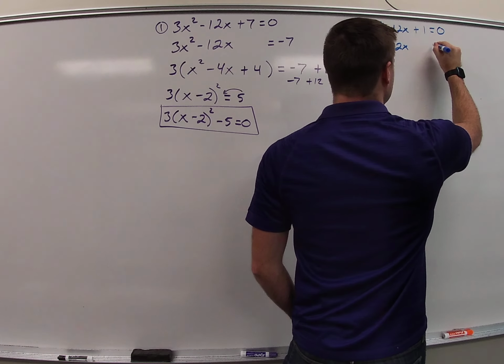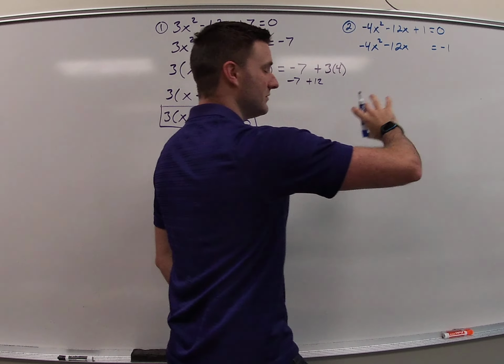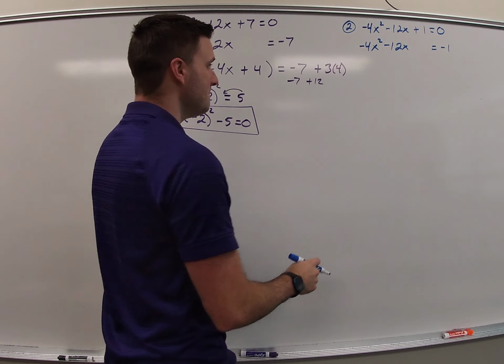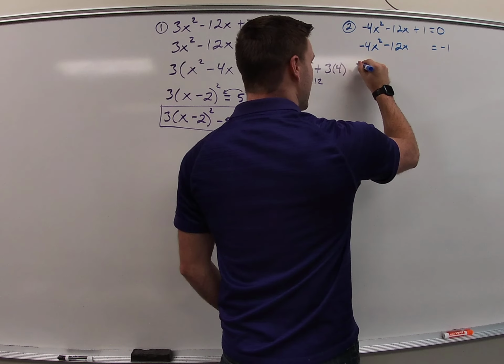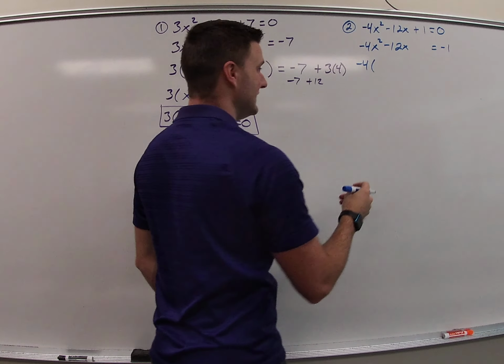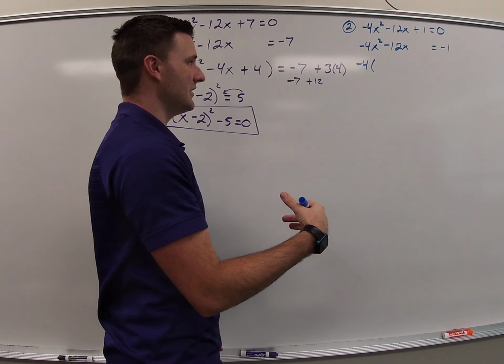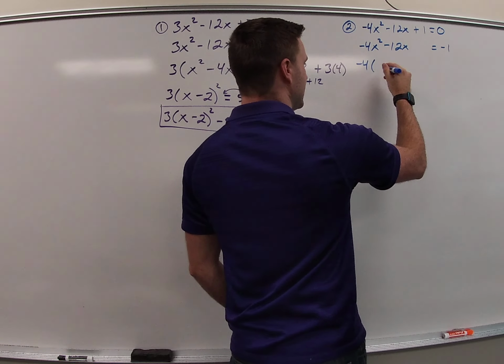I move c, and this is equal to a -1. So I subtract c to the other side. Instead of dividing every term by a, I need to factor out a. So I'm going to divide each term technically by that -4 when I factor it out. Be careful with your signs.